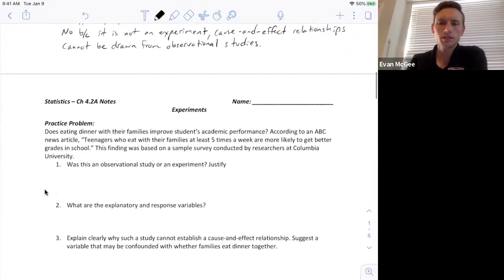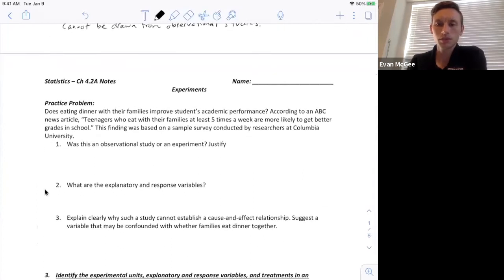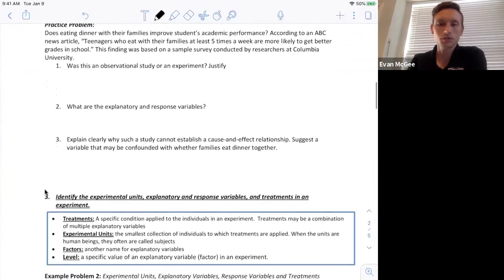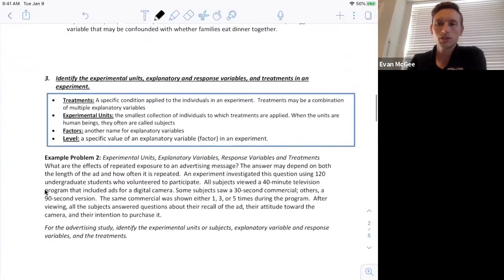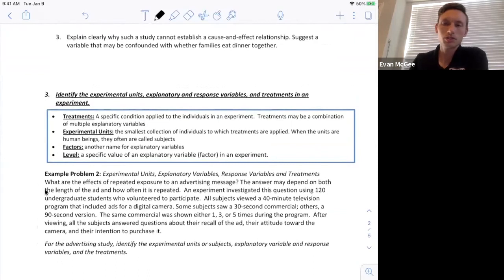So take a second, see if you can do this practice problem here, and then we'll jump to the next objective from this video, which is to identify experimental units, explanatory and response variables, and treatments in an experiment.